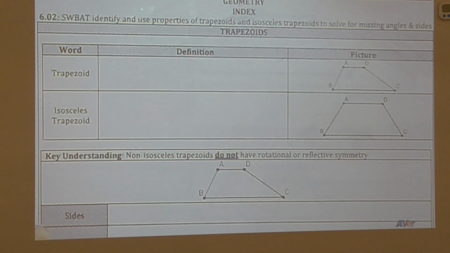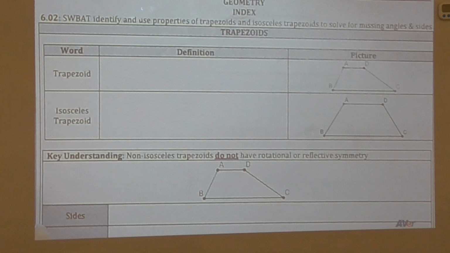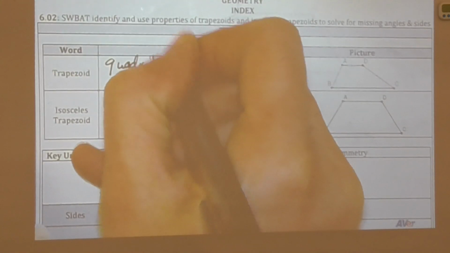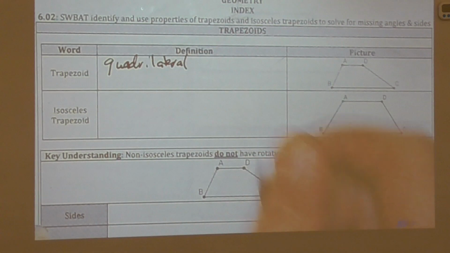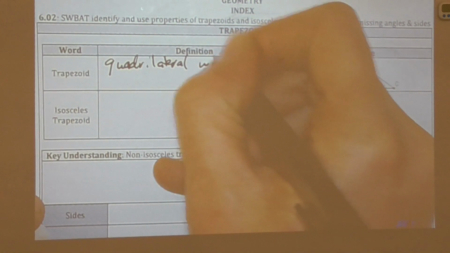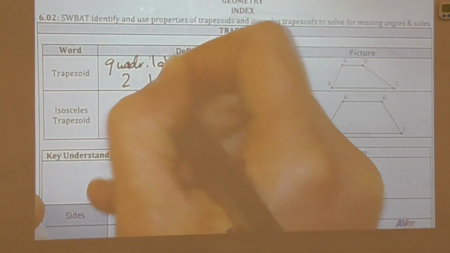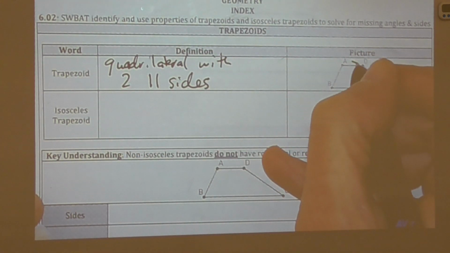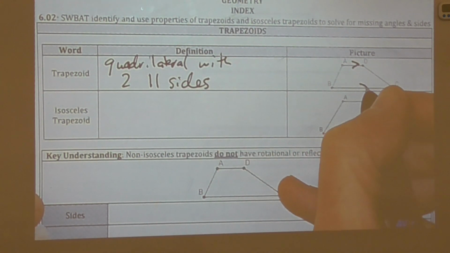All right, let's look at lesson 6.02, which is about trapezoids. So we'll start with the definition of a trapezoid. A trapezoid is a quadrilateral with two parallel sides. So in this case, AD is parallel to BC.